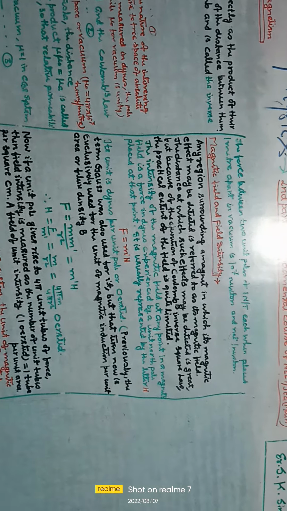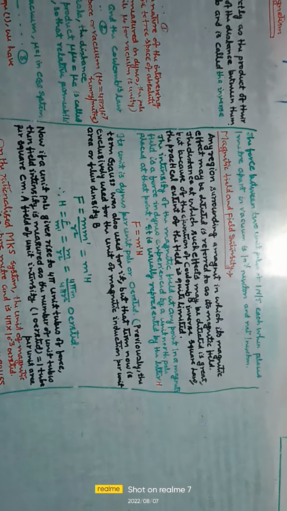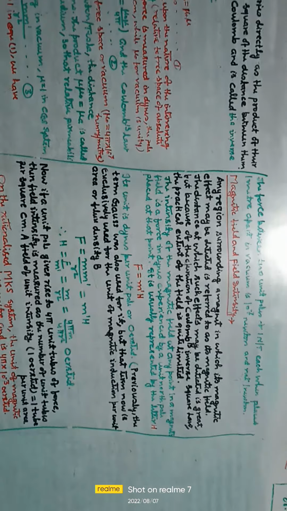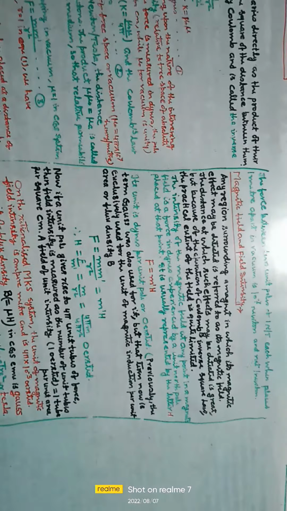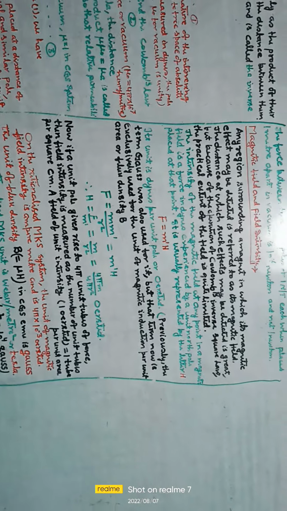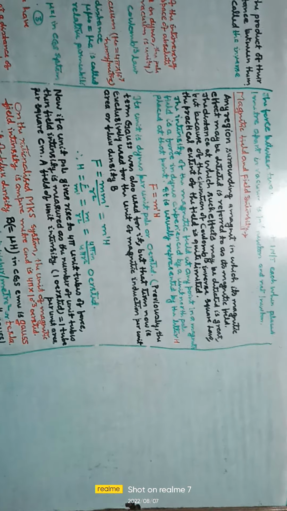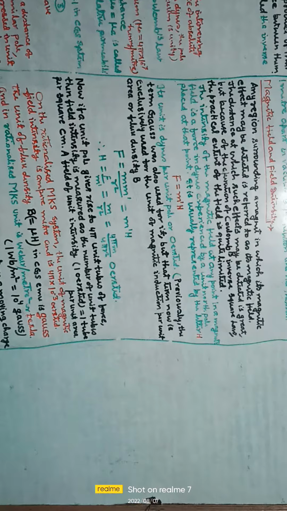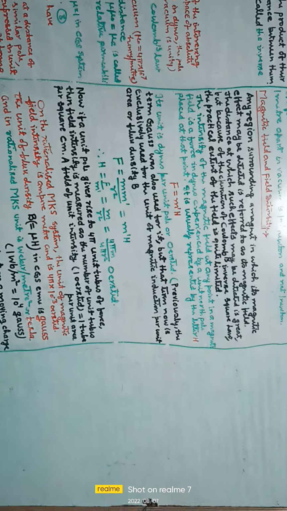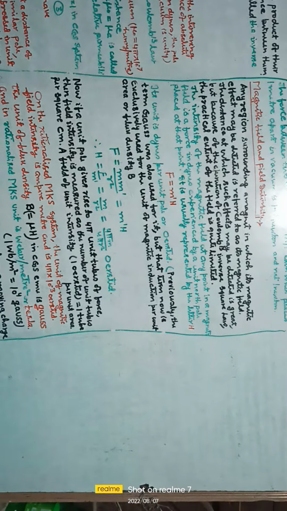The intensity of the magnetic field at any point in a magnetic field is the force in dynes experienced by a unit north pole placed at that point. It is usually represented by the capital letter H. F equals m dash H. Its unit is dynes per unit pole, or oersted. Previously the term Gauss was also used for it, but that term is now exclusively used for the unit of magnetic induction per unit area, or flux density B.